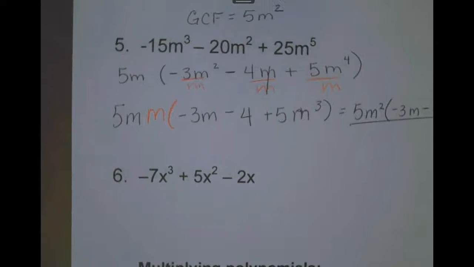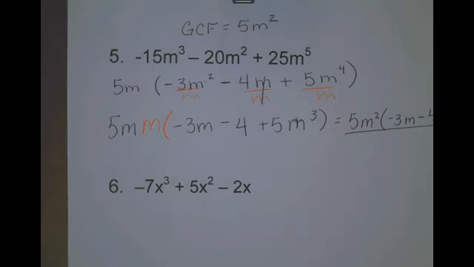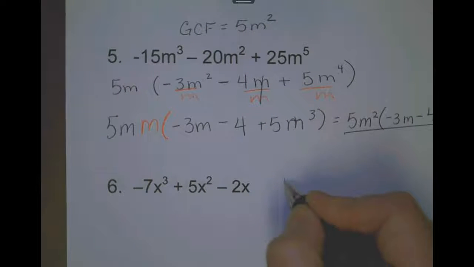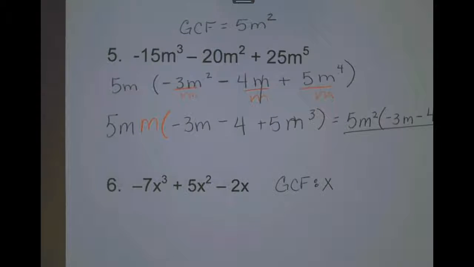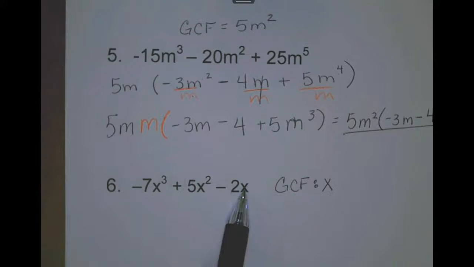In problem number 6, what divides 7 and 5 and 2? Just 1. It doesn't really do anything to factor out 1. But do you notice they all have a variable? The GCF here is, do they all have x squared or higher? Does this one have an x squared or higher? No. So I can't factor out an x squared, only an x.